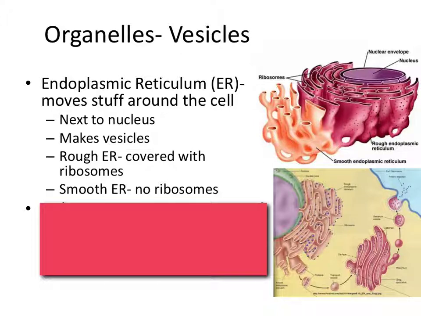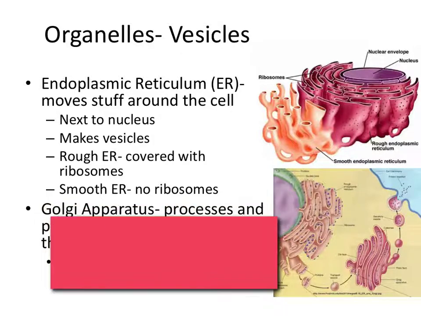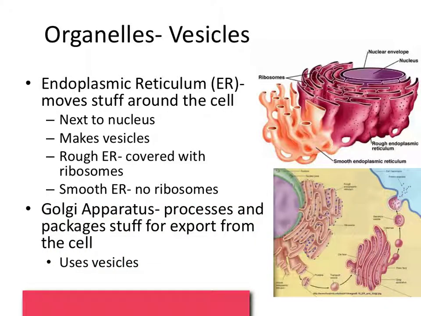Another very similar looking organelle is the Golgi apparatus, sometimes called the Golgi body as well. The job of this organelle is to process and package stuff for export from the cell. It would use vesicles to move stuff around. Like I said, they look very similar, so if you're ever confused about which one is which, the ER is always the one that's next to the nucleus. The ER would move stuff to the Golgi apparatus where it gets processed. It's sort of like the post office of the cell, and then it packages up in a vesicle, and that vesicle goes along and joins up with the cell membrane and releases the stuff.